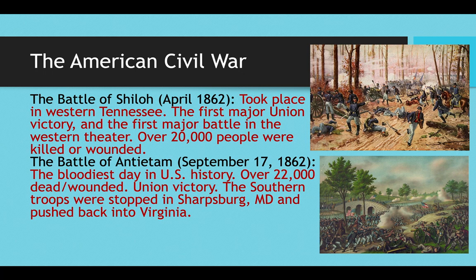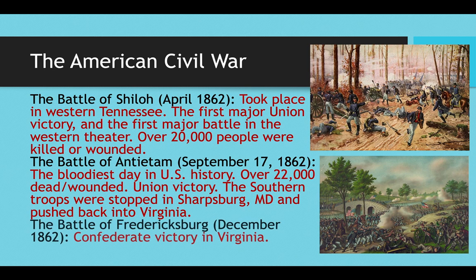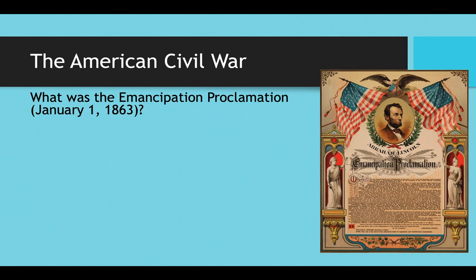Now, the Southern troops had just invaded the North, and they were stopped at Sharpsburg, Maryland, close to Antietam Creek, and they were pushed back into Virginia. The Battle of Fredericksburg happened several months later in December of 1862, and this was a Confederate victory in Virginia.